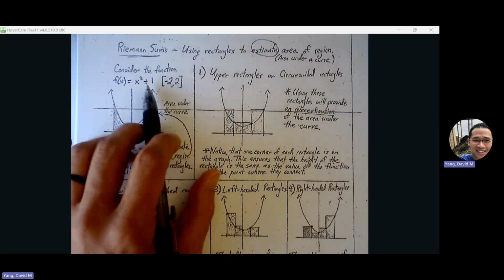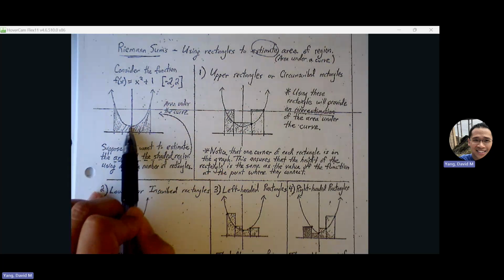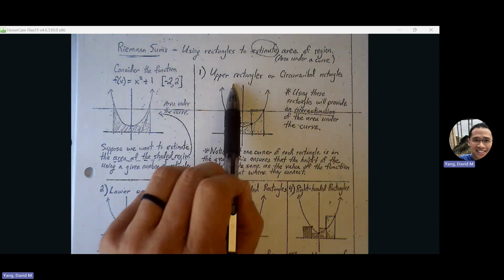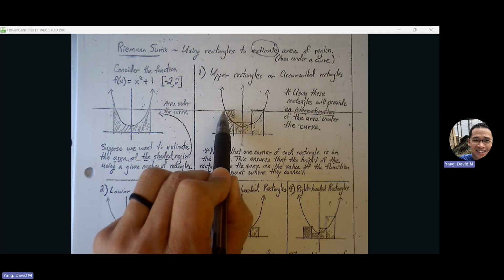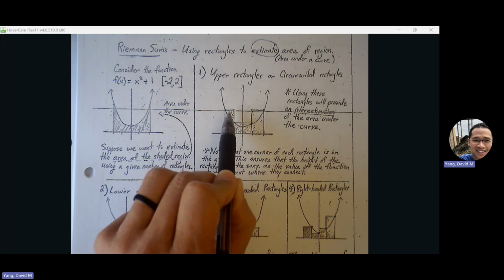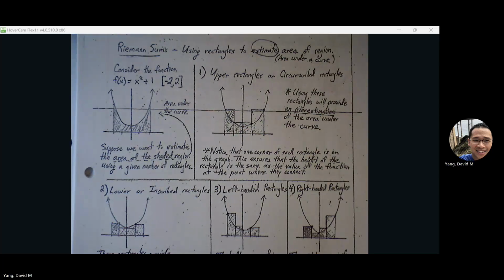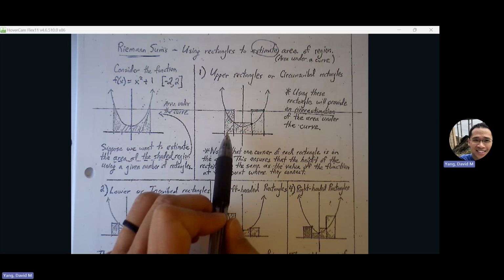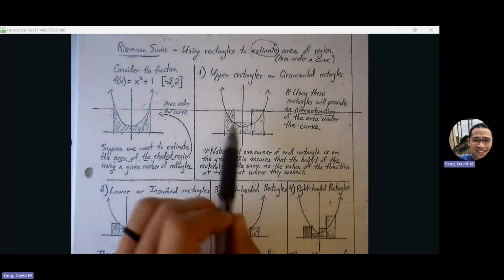So consider the function f of x equals x squared plus 1. This is a parabola that has a y-intercept at 1. Suppose we want to estimate the area of the shaded region using a given number of rectangles. So one way to do this is to use upper rectangles, or circumscribed rectangles. This is where we attach one of the corners of the rectangle to the curve, but we purposely make every rectangle have a portion that sticks above the curve so that we overestimate the area of the region.